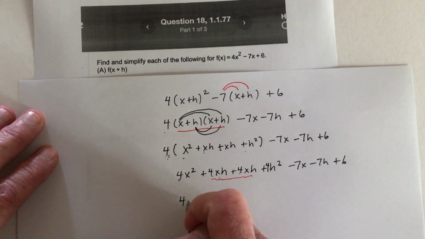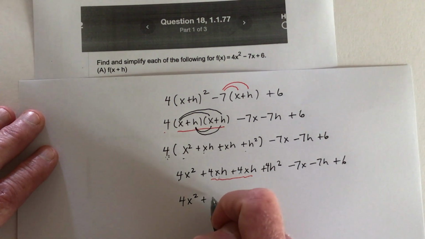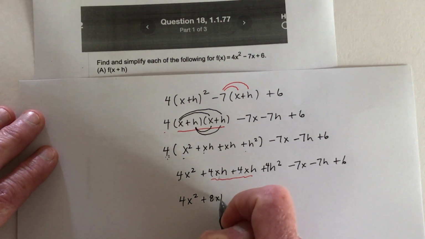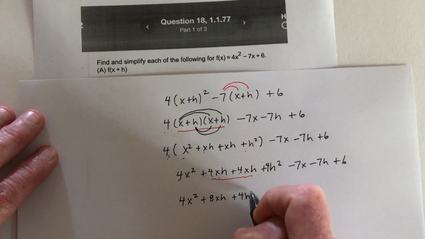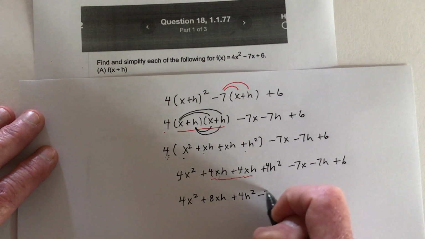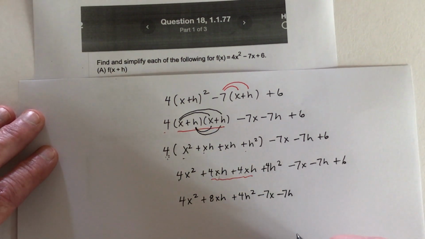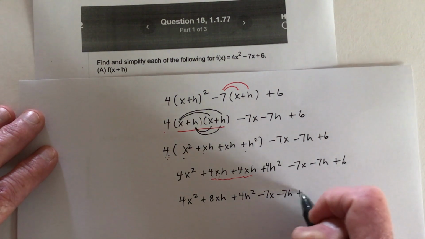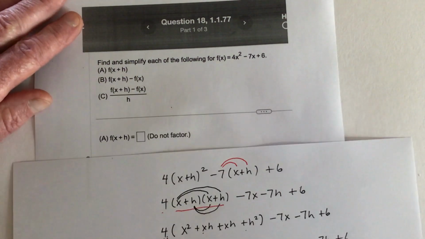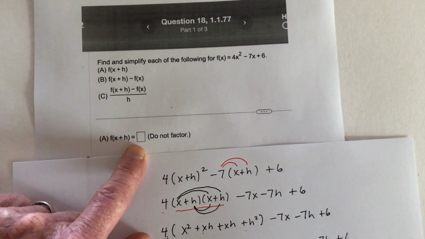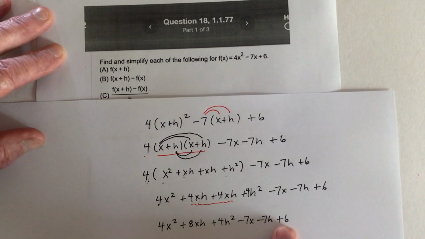And nothing else can be simplified, so it's going to be 4x squared plus 8xh plus 4h squared minus 7x minus 7h and plus a 6. This is part A. So part A, type in your answer. Do not factor it, just type in the whole thing.